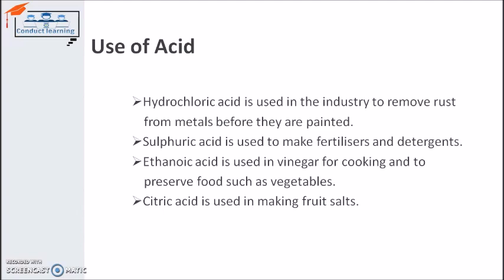The second one is sulfuric acid. It is used to make fertilizer and detergents. So sulfuric acid is one kind of acid which is used to make fertilizer, which is used in the agriculture field, and detergent for daily use. The third one is ethanoic acid. It is used in vinegar for cooking and to preserve food such as vegetables. The last one is citric acid. Citric acid is used in making fruit salts. This is one kind of natural acid which is used for making fruit items and fruit salt.